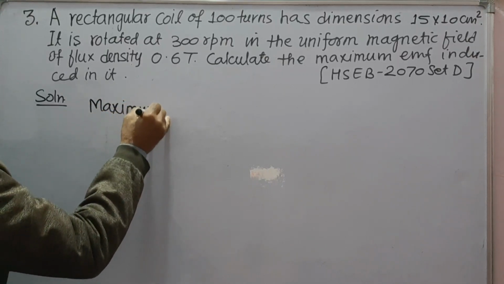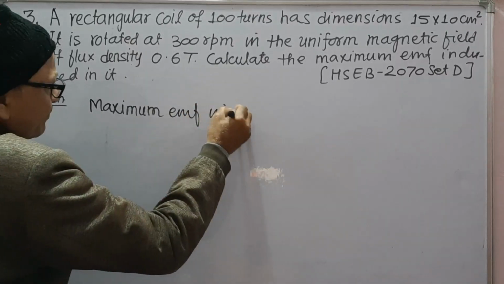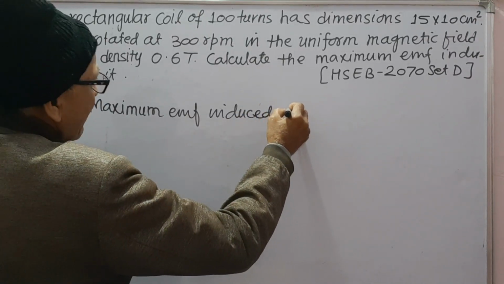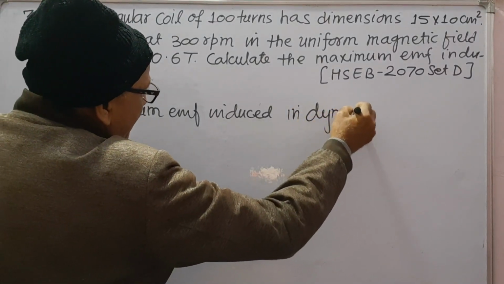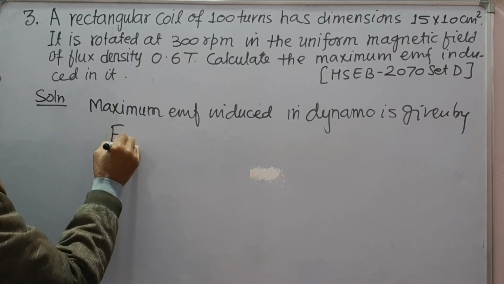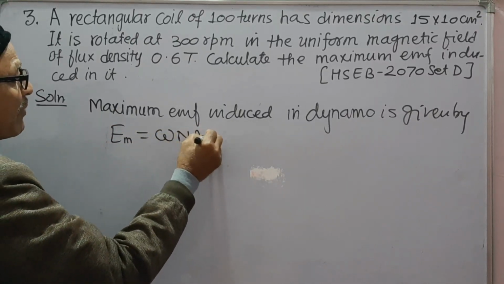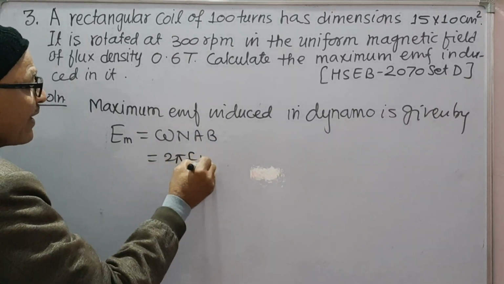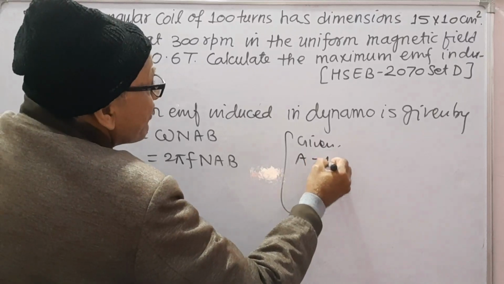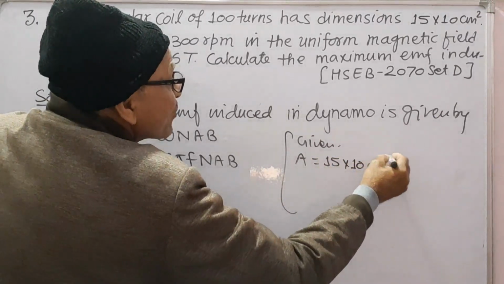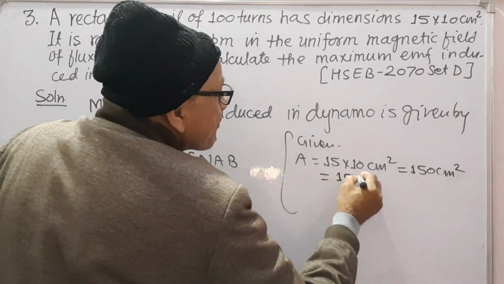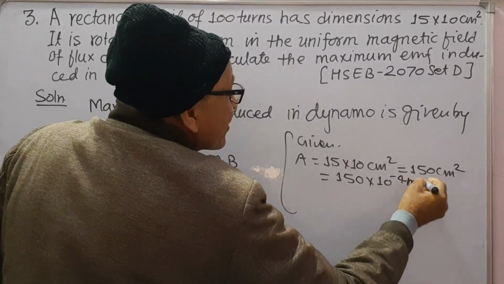Maximum EMF induced in dynamo is given by E maximum is equal to omega N A B, which is 2 pi F N A B. Here A is 15 into 10 cm square, which is 150 cm square or 150 into 10 to minus 4 meter square.